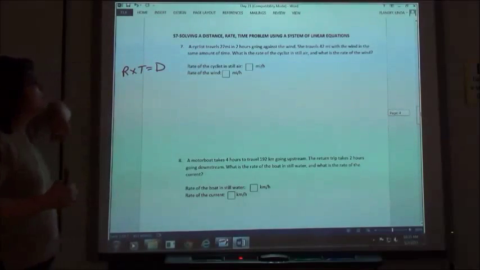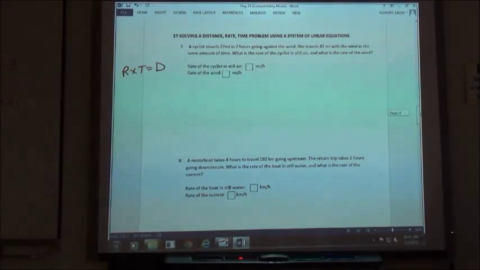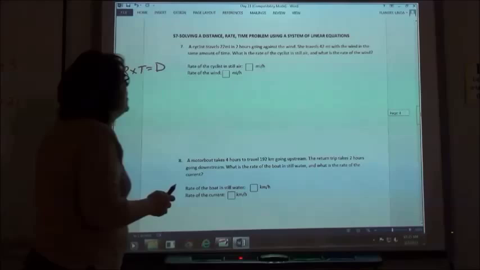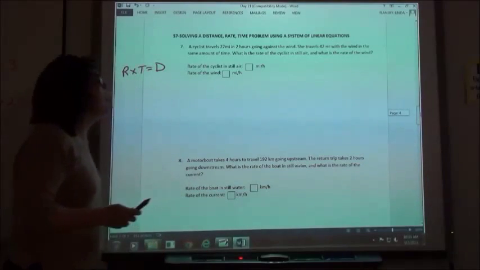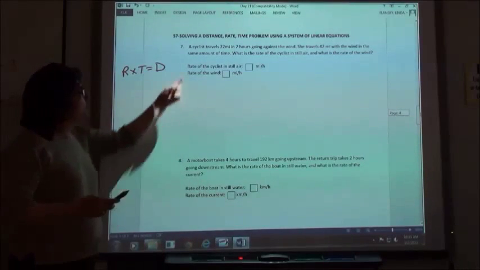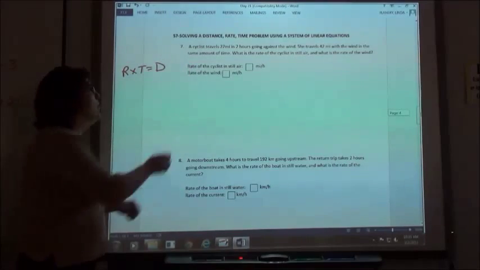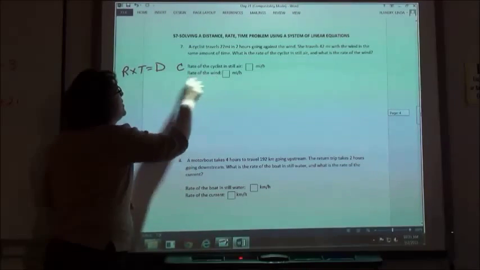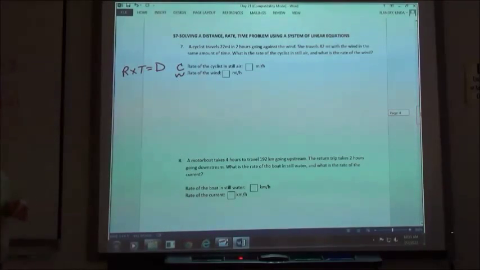A cyclist travels 22 miles in 2 hours going against the wind. She travels 42 miles with the wind in the same amount of time. What is the rate of the cyclist in still air? What is the rate of the wind? So we have two different things. We have the rate of the cyclist and the rate of the wind. I'm just going to use a C and a W to keep track of which is which.